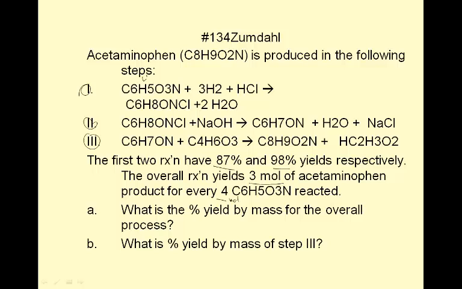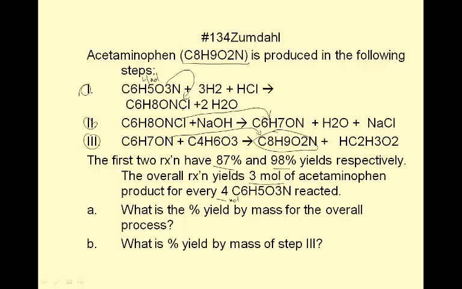So I started with 4 moles of this, and I have to convert it into 3 moles of acetaminophen, C8H9O2N. So I'm going to convert C6H5O3N into C6H8ONCl, because that's here. Then I can convert that into C6H7ON. Then I can convert that into acetaminophen. All of these equations are balanced already, which is kind of nice. So I know that you get 3 moles.